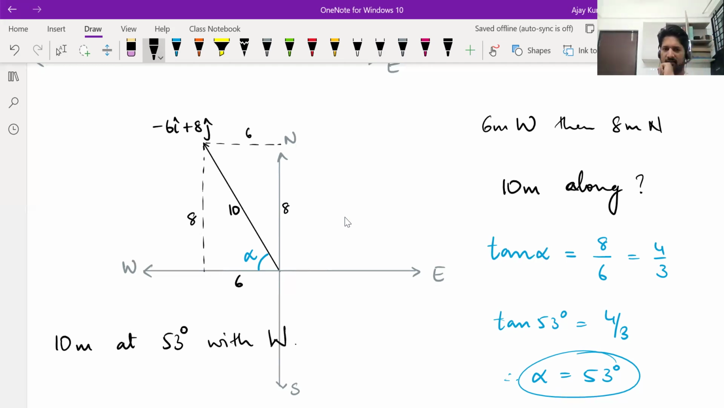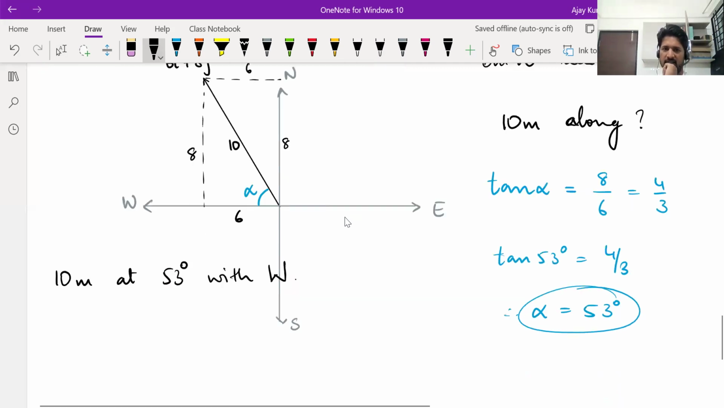You can say that. But there is a problem here. If you say 53 degrees with west, the person may go that way, the person may go this way also. This angle also is 53 degrees. There are two 53 degrees possible, no? Upwards and downwards, like that side and this side. How will you specify the exact direction?